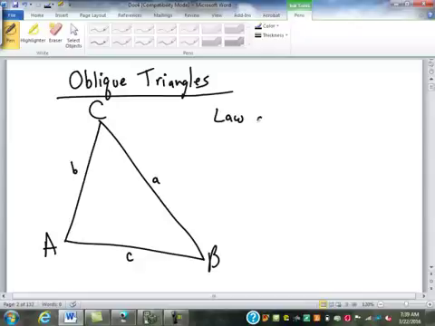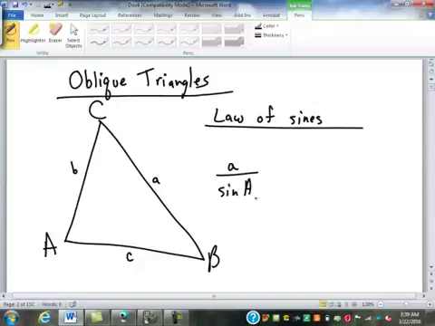But in a triangle like this, an oblique triangle, we use the law of sines. The law of sines states that the length of side a divided by the sine of angle A is a constant for the triangle. Now, each triangle has a different constant, but within this triangle, the length of a side divided by the sine of its opposite angle will be a constant. So the length of side a divided by sine of angle A has to equal the length of side b divided by the sine of angle B, which will have to equal the length of side c divided by the sine of angle C.